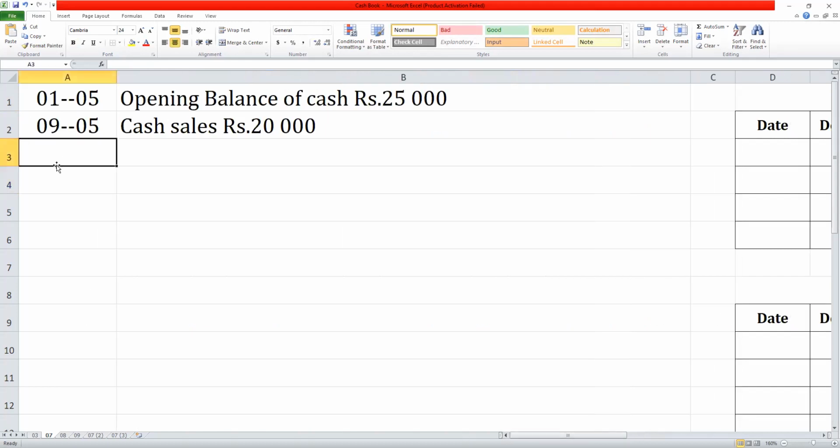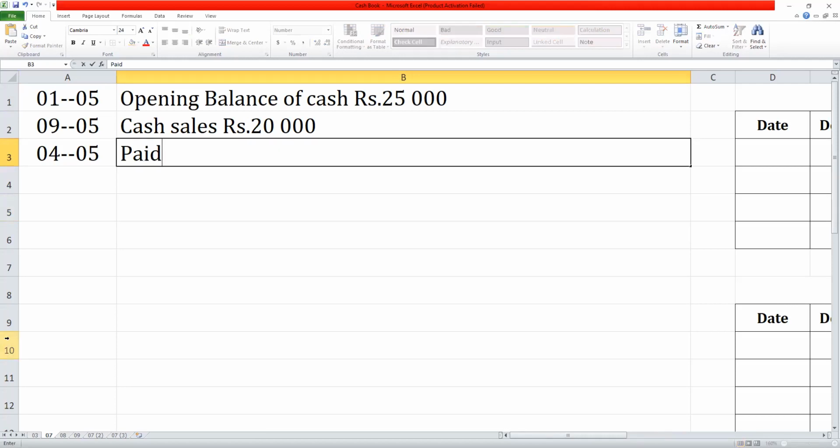I didn't see that transaction earlier. Okay, doesn't matter. 4th of May. The first transaction should be 4th of May. We have paid a creditor named Ajit 18,000. So the description is written like this: Paid Ajit, within brackets creditor, rupees 18,000.